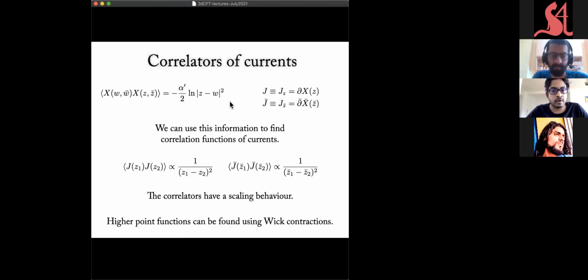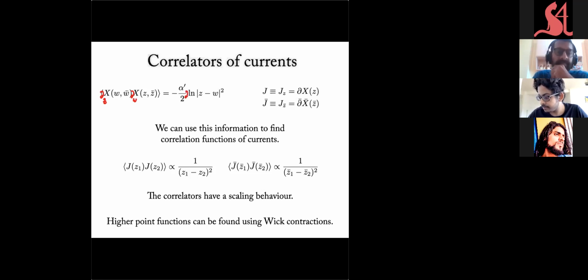Okay, so we have seen that the propagator, or the 2-point function, is given by this, and the currents are given by this. You can use this information to find the 2-point function of the current. That's a simple matter of taking derivatives. So over here in this equation, you can take 2 derivatives, one with respect to Z and one with respect to W. Similarly, you can take derivatives here.